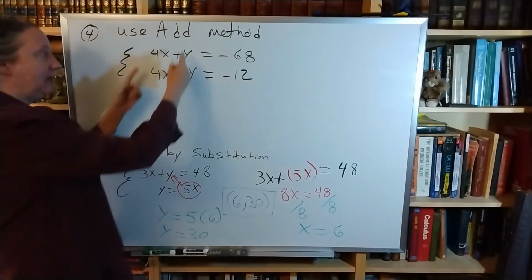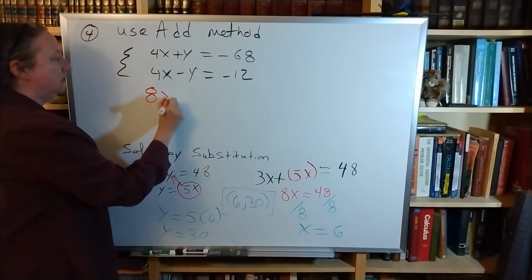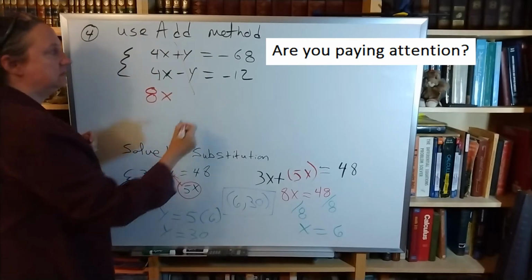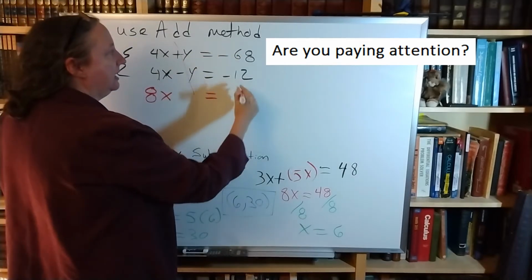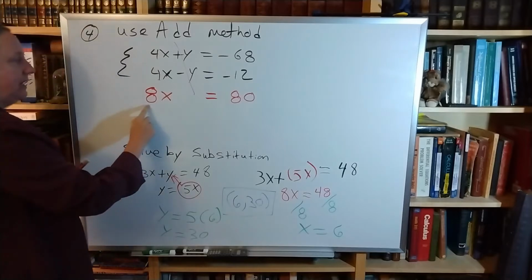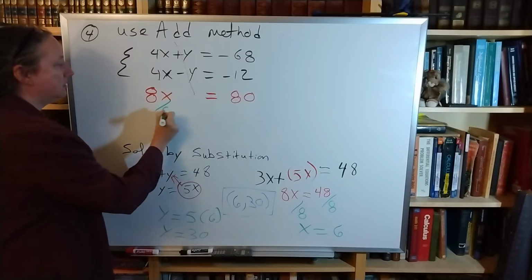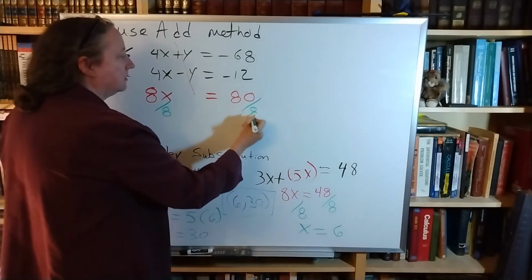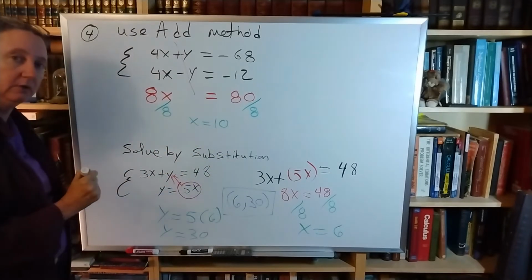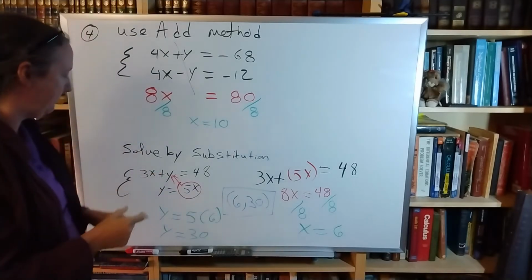Now I just add these two equations together. So 4 plus 4 is 8x plus y minus y. The y's cancel out. Reach my equal sign, I add that together. So 8x is negative 80. Divide the 8 out, and I get x is negative 10. So there's half of my answer. I need to do the other half though. I need to find out what is y.